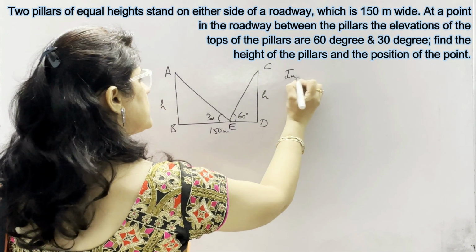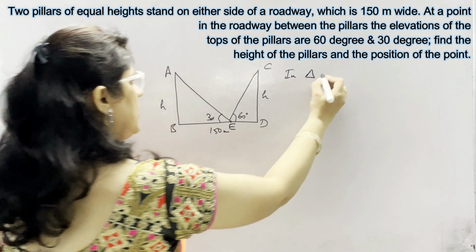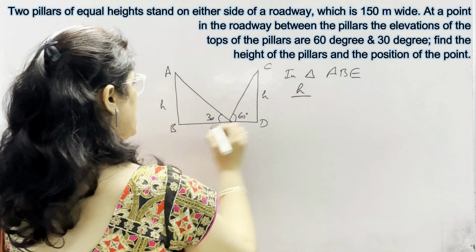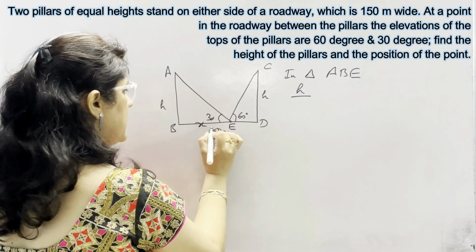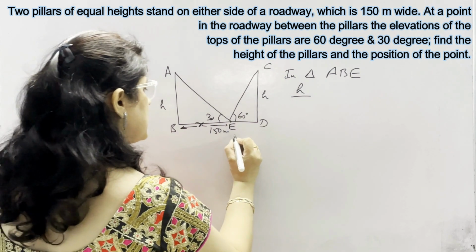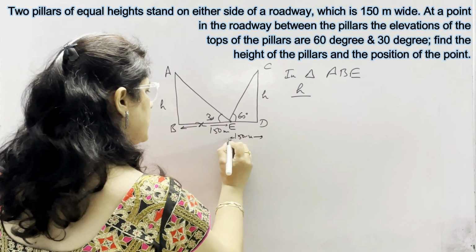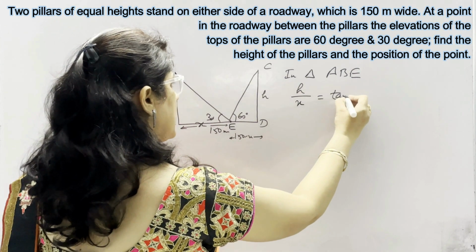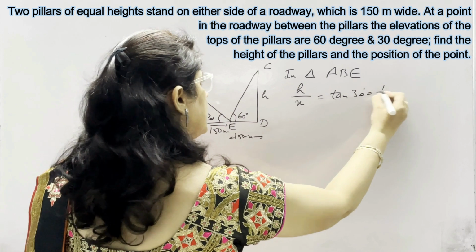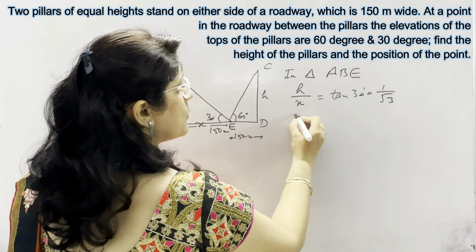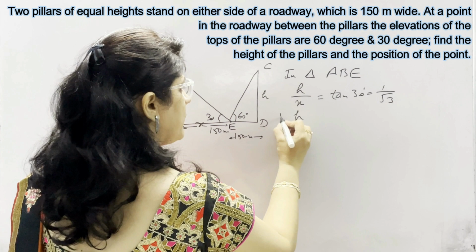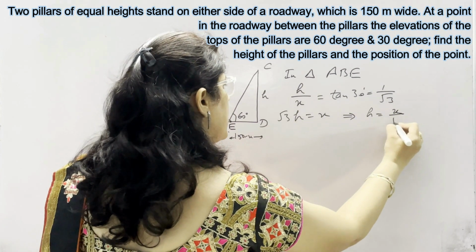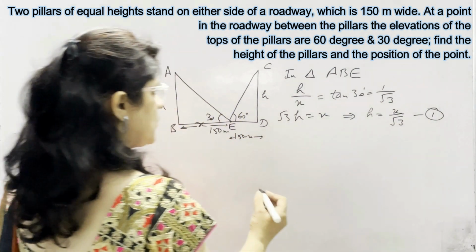So first we are going to take the first triangle ABE. In triangle ABE, h is the perpendicular, and the base we can take as x, and the other side is 150 minus x. So x is the base, P upon B means tan theta, tan 30. Tan 30 is 1 upon under root 3. So under root 3 h is equal to x, or we can take it as h is equal to x upon under root 3, and take it as the first equation.